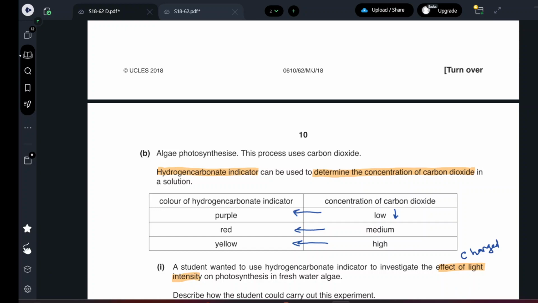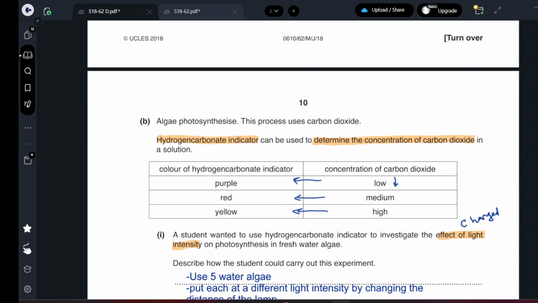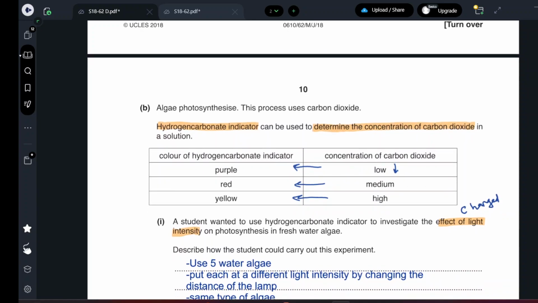First of all, how many plants are you going to get? How many algae? I'm going to use 5 algae. Okay. And then what am I going to change? What is the independent variable? The light intensity. Put each in a different light intensity. How am I going to do this? By changing the distance of a lamp. Putting the lamp close by and then pulling it far away. Different distances. Put each at different light intensity by changing the distance of the lamp.